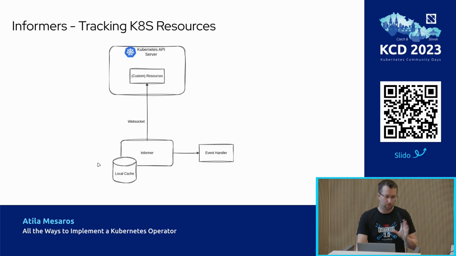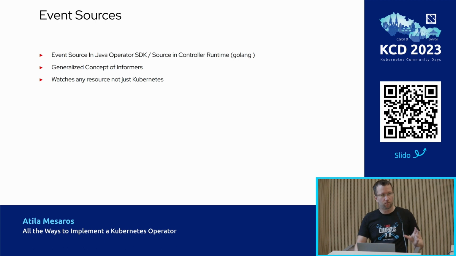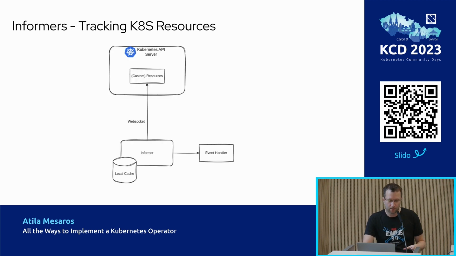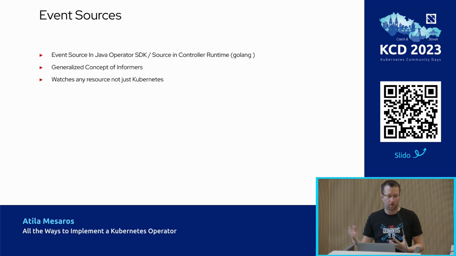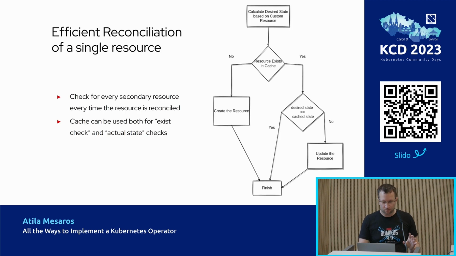So these are basically the informers for us, and there is a little bit more generalized concept in most of the frameworks, but for sure in Java and in Go, it's called event sources, or source in controller-runtime, which is an abstraction for non-Kubernetes objects. So for the same pattern of having a local cache and tracking some other resources outside the cluster, like the state of an RDS instance in Amazon or any other service, event sources is an abstraction for that. The principle and the goal is to follow the same pattern to have very efficient reconciliations.